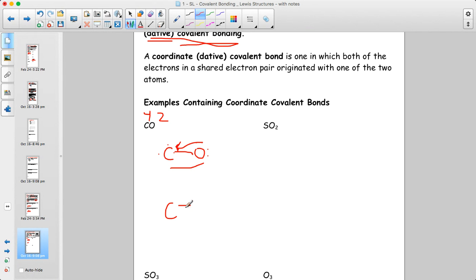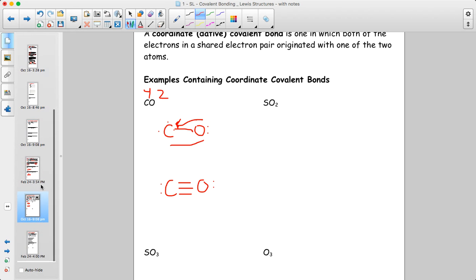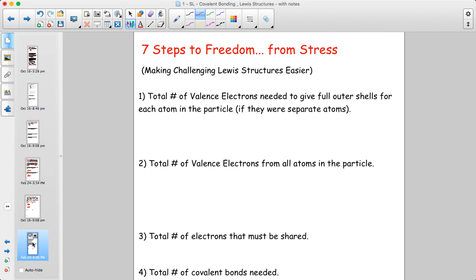So in the end, the Lewis structure for carbon monoxide looks like this. There's actually a triple bond, and both have a lone pair. So it's very odd. It's a very weird structure, and that's sort of hard to come up with on your own. So this video is going to focus on what I like to call my 7 steps to freedom.